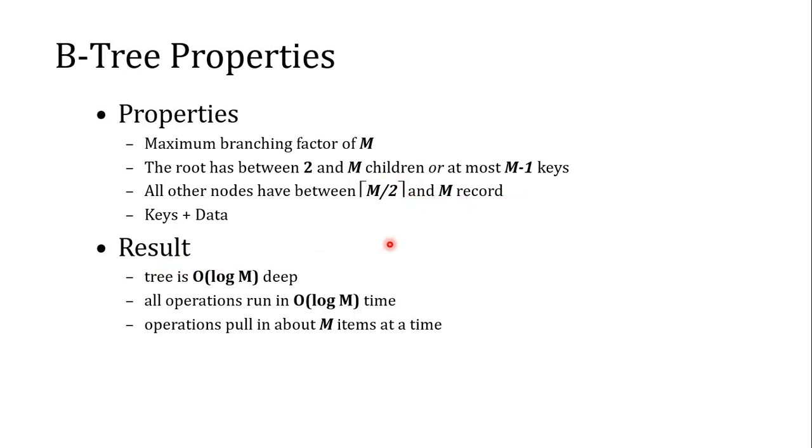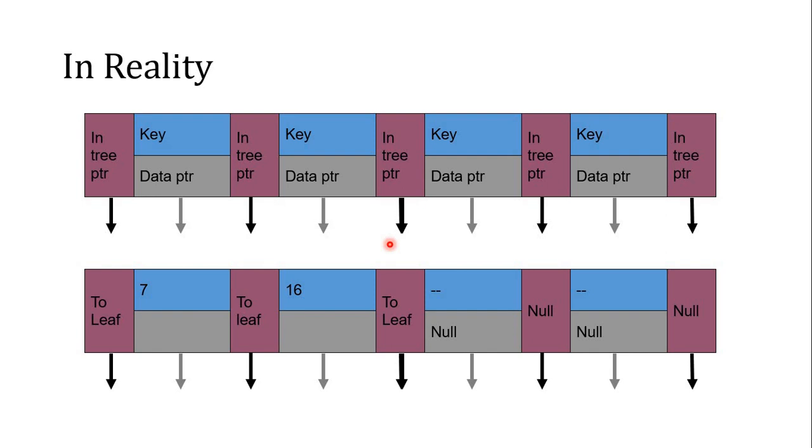If we look at the reality, the scenario is here. There are 2 things: one is the key and another is the data pointer. If you have a key, then from the key to the leaf you have a left hand side and a right hand side. The left hand side is always less than the key value, and the right hand side is always greater than the key value.